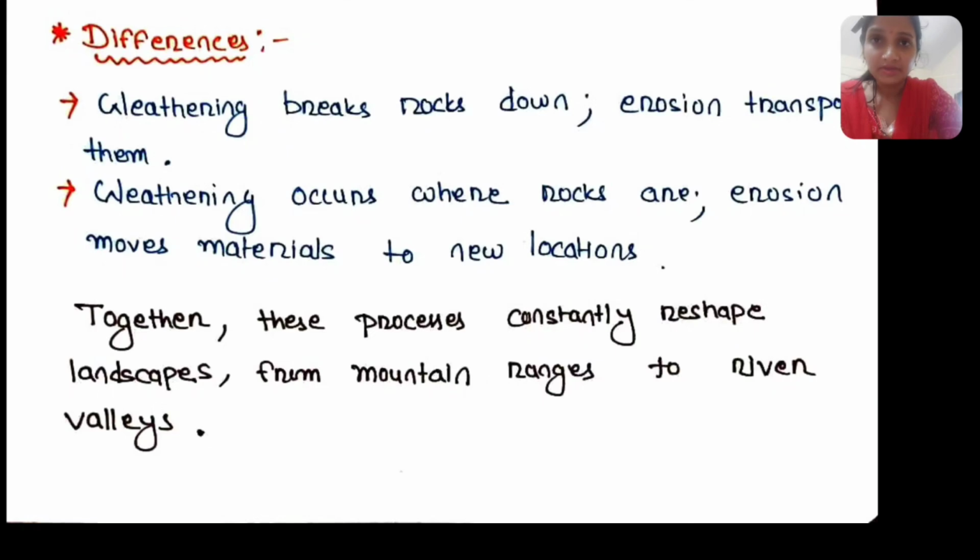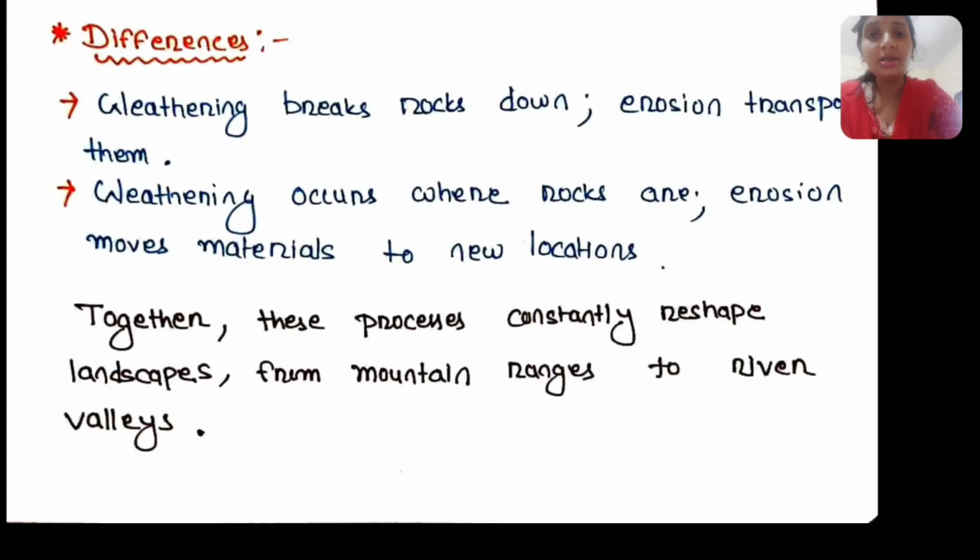Then the difference between weathering and erosion. What is the difference? Weathering breaks down the rocks, and erosion transports the rocks. Weathering occurs where rocks are. Where rocks are, there weathering can take place, and erosion can move all the materials like rocks, soils, and minerals. So even where there is no rock, erosion can take place.